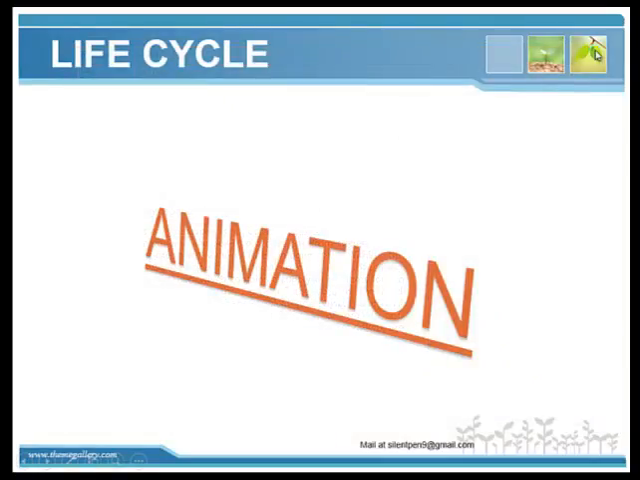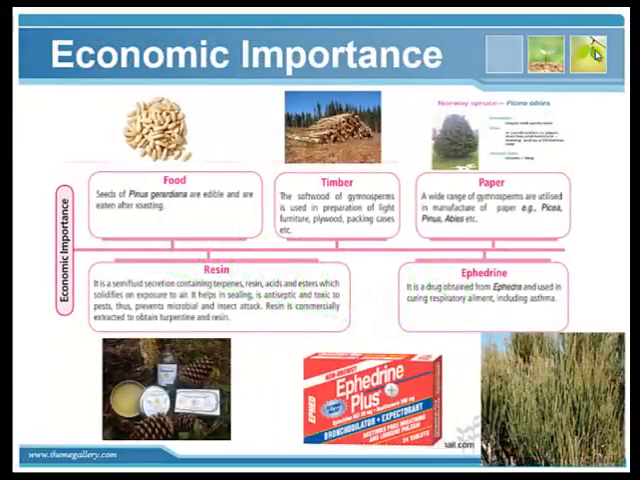Good. Let's learn about the economic importance. We have 5 important economic uses here. First is food. The seeds of Pinus are edible, even after roasting. And timber: it is mostly used in making plywood, packing cases, etc. And Norway spruce is used for making paper, as the wood is soft.